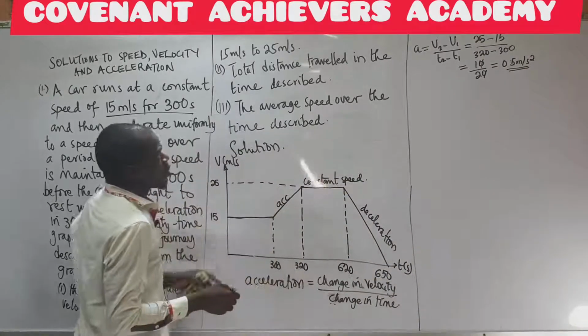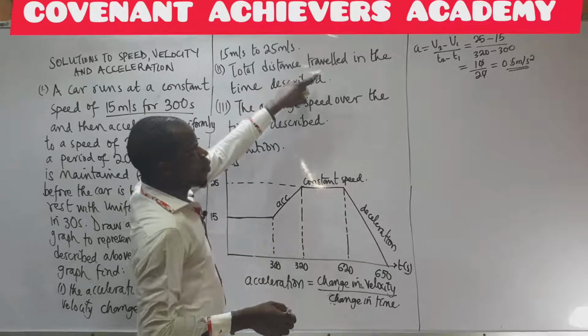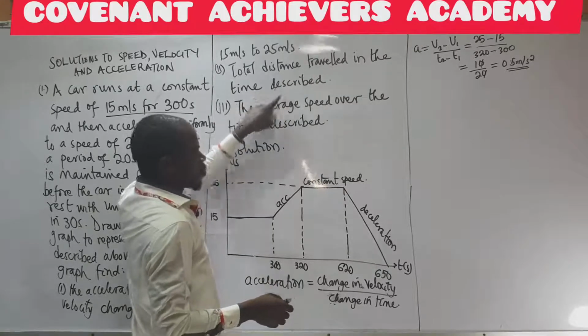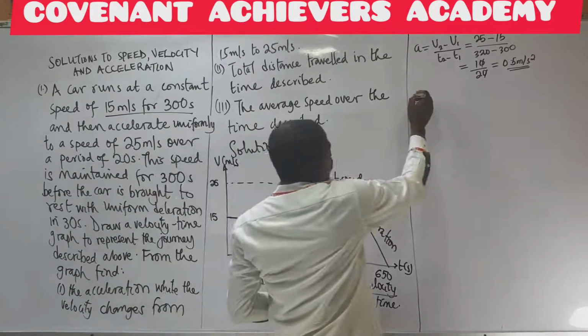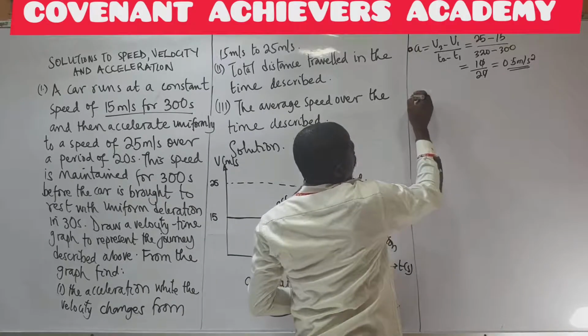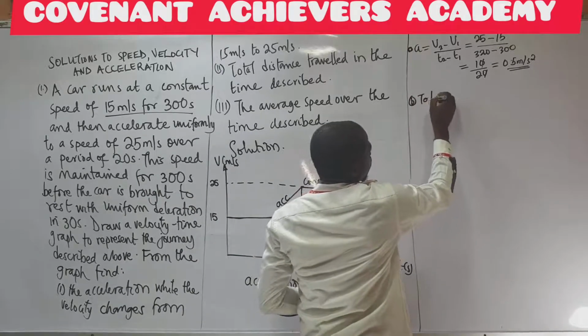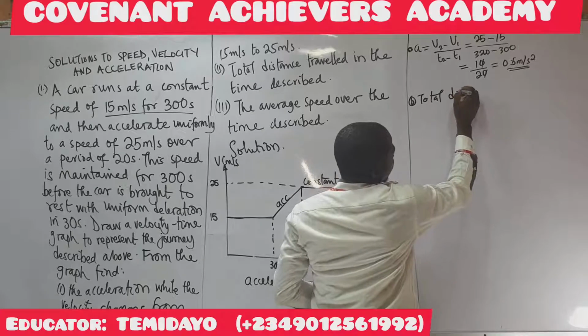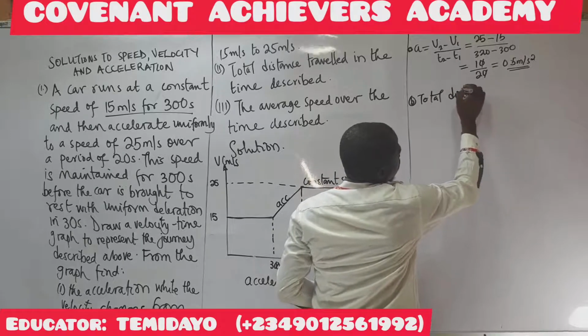Now, the second question says the total distance traveled in the time described. This was A. Now for B, which is the total distance traveled.